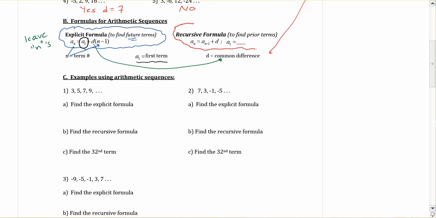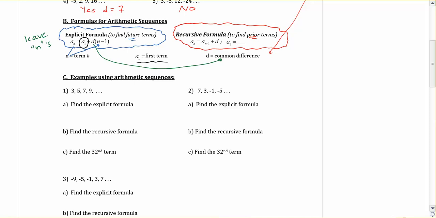So meaning if I have like the 50th term and I want to find the 49th term or the 48th or the 47th, okay, I'm finding prior terms. And this formula is A sub n is A sub n minus 1, meaning the term I want, I'm going to use the term before it and then add the common difference, right?